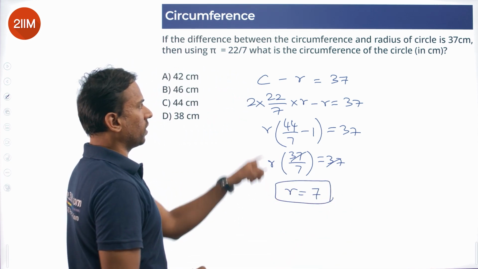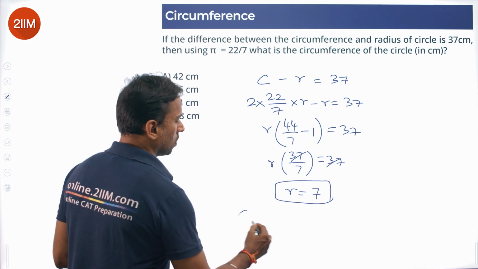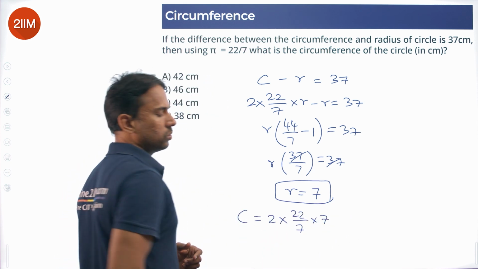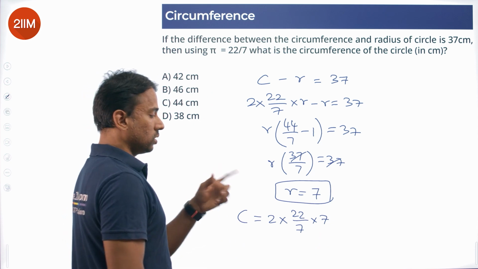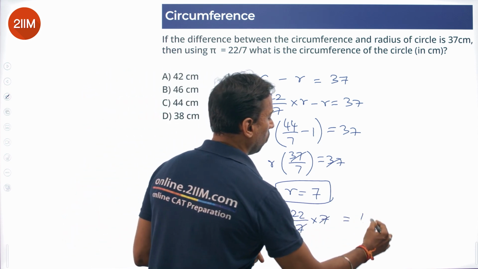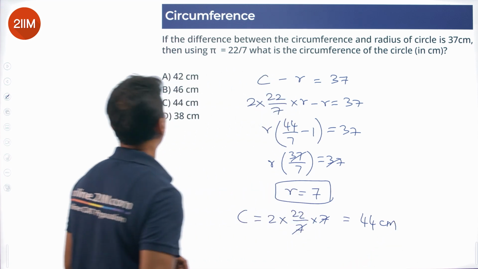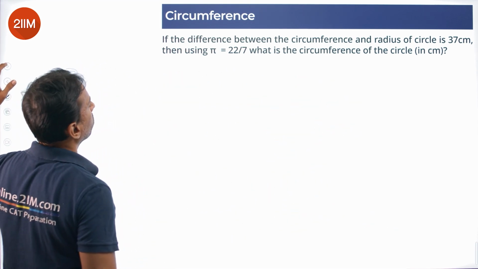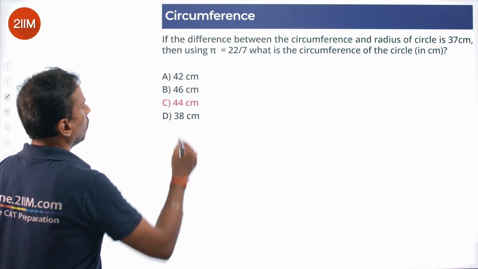So once r is 7, we can find the circumference very easily. Circumference is 2 into pi into r. So 2 into 22 by 7 into 7, which is 44 centimeter. Option C should be the right answer. So yes, option C is the right answer.